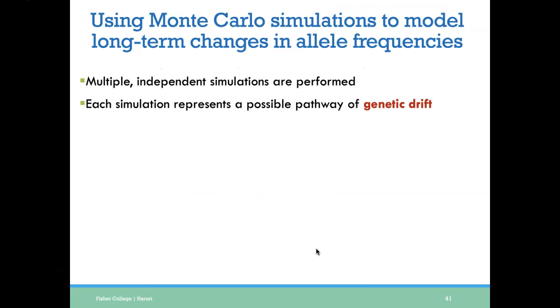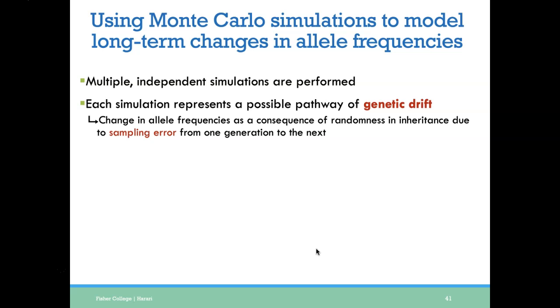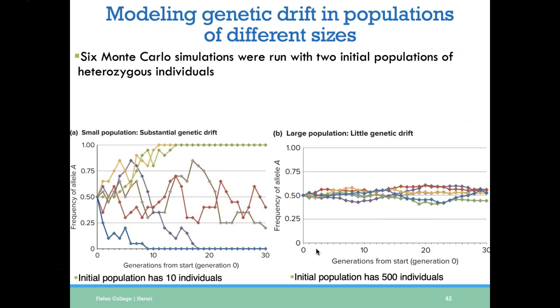So the Monte Carlo simulations model long-term changes in allele frequencies because each time a simulation is performed, it represents a possible pathway of genetic drift. Again, genetic drift is a change in allele frequencies that's a consequence of just the random sampling error from one generation to the next. So just to see, these are what Monte Carlo simulations look like.